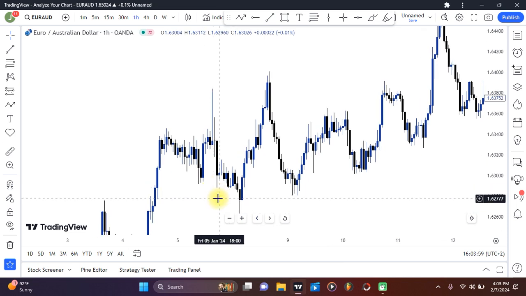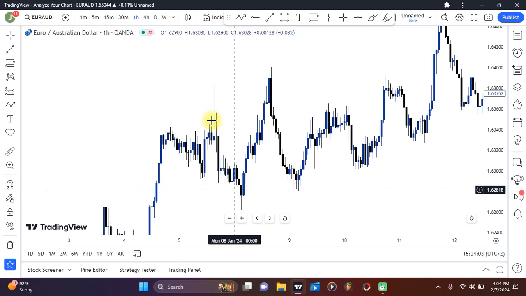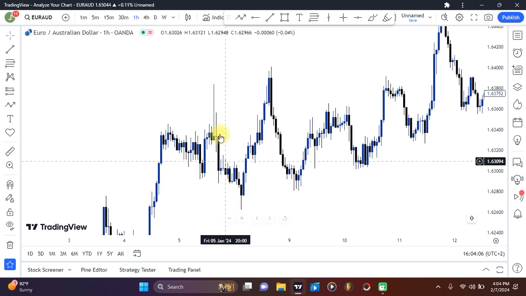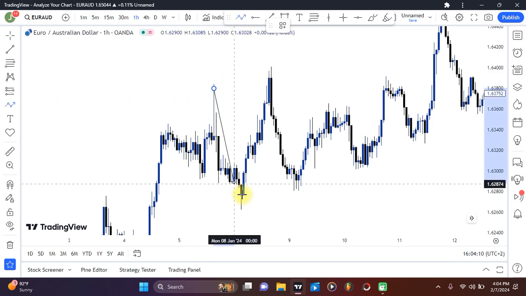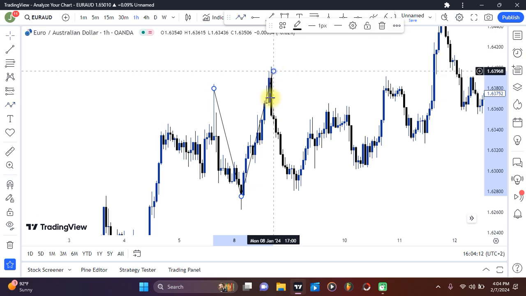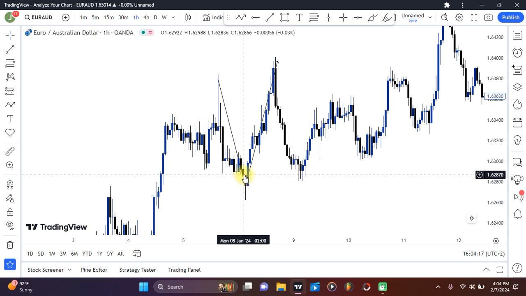Okay, now we have the bearish order block. As you can see here, we have this candle here, which is the last selling candlestick before this push to the upside. So we had this retracement, and then we had this push to the upside. This is the last candlestick of that retracement, which means it's the last selling candlestick.